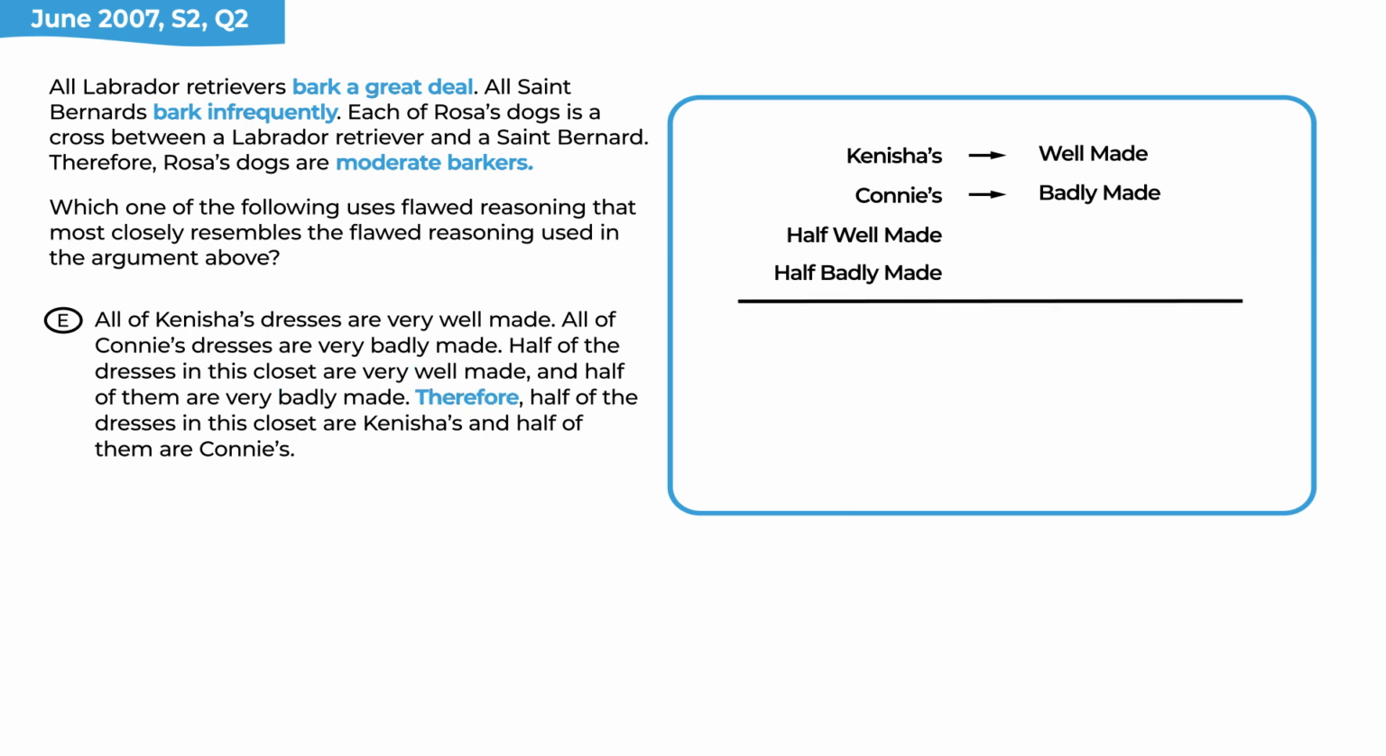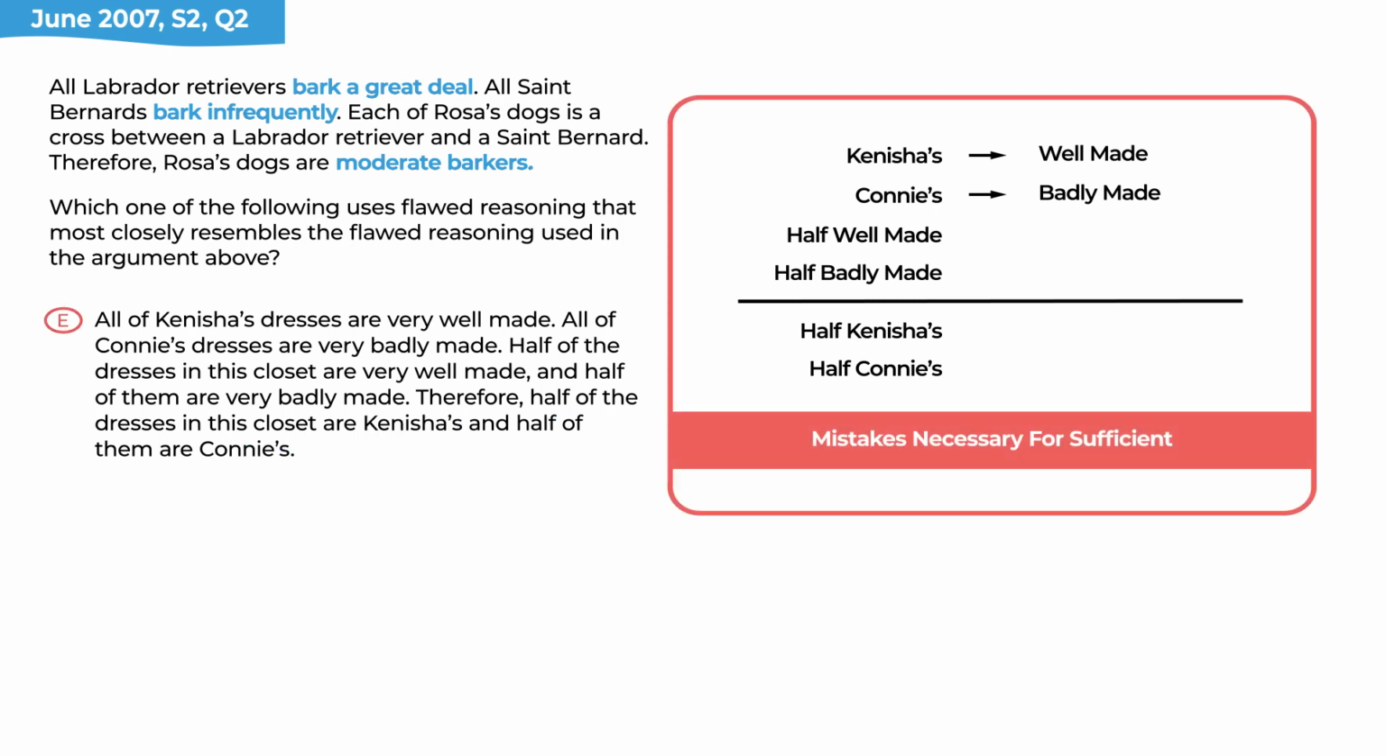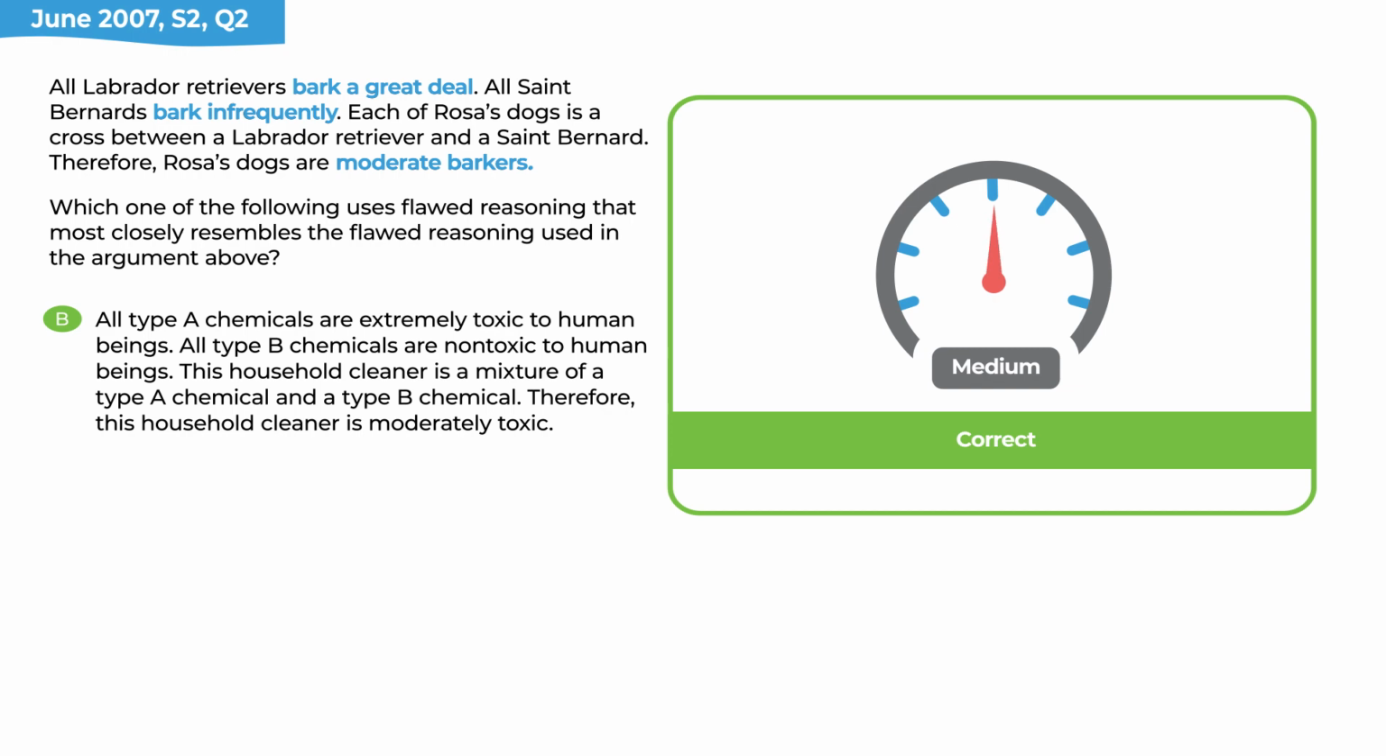It goes on to give us a conclusion that half of the dresses in this closet are Kenesha's and half of them are Connie's. Now, this is simply taking the outcome of the rules and working backwards across the relationship. So while this isn't a good argument, it mistakes a necessary for sufficient condition. It commits the wrong flaw compared to the one in the stimulus. So one of the reasons why we can get rid of answer choices on parallel flaw questions is even though they're flawed, they contain a different type of flaw than that which we're trying to parallel. Since we can get rid of answer choice E, that leaves us with B as the right answer.